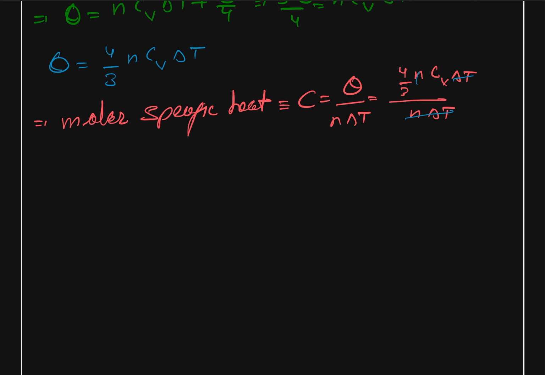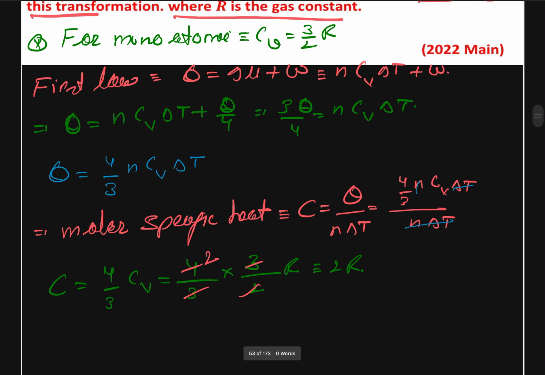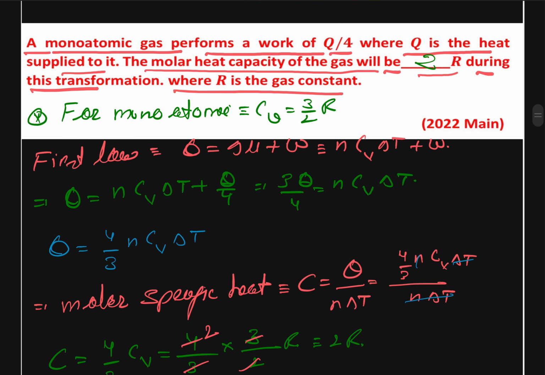we get that our C is equal to 4 by 3 times C of V, and C of V we know is 3 by 2 times R. So this comes as 4 by 3, and this is 3 by 2 times R. So this 3 and 4 goes by 2, so this comes as 2 times R. So it is about 2 times R.